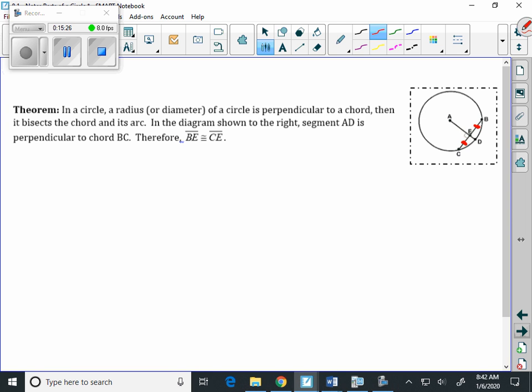And that's what I say. BE is congruent to CE, because again, it bisects the chord. And not only does it bisect the chord, but it bisects the arc.